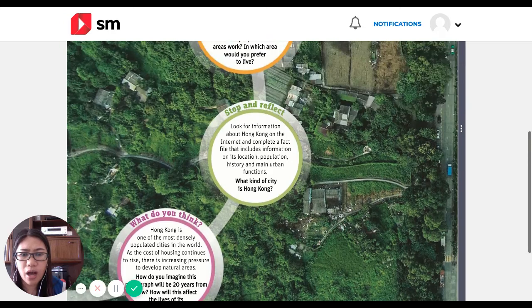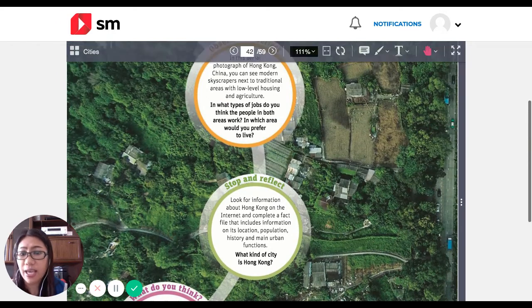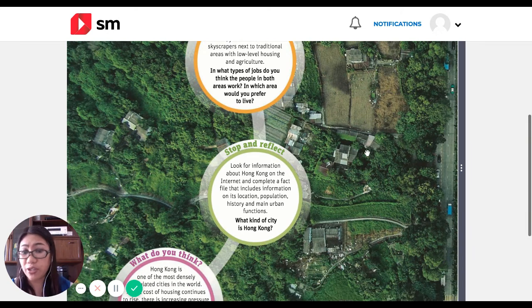So I would like you to think, what types of job do you think people in both areas work? For example, what kind of jobs do people living near the skyscrapers work? And what types of job do people living in low-level housing and agriculture work? Are they engineers? Are they teachers or farmers? So which area would you prefer to live in?